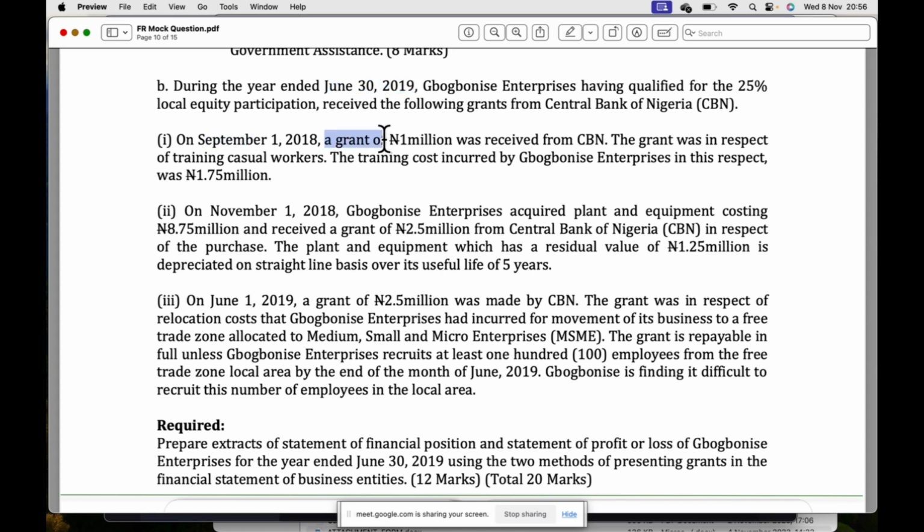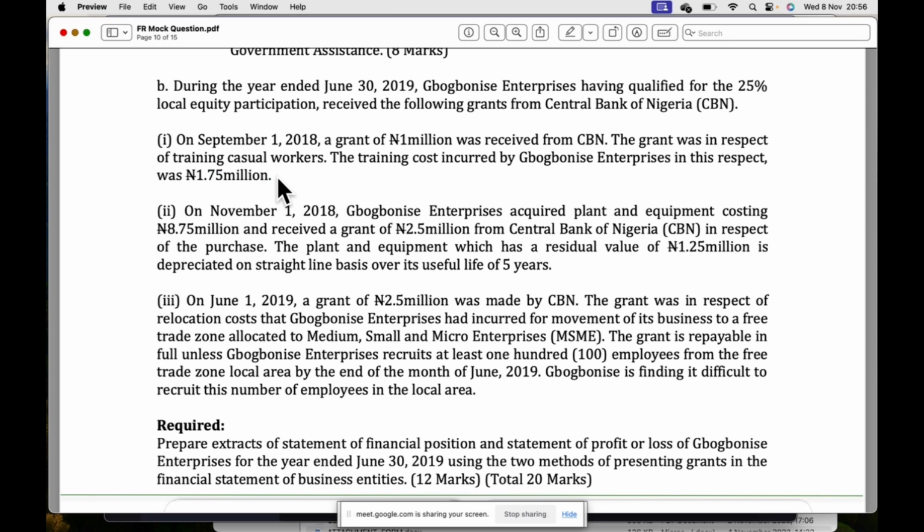So they said a grant of 1 million was received from CBN. The grant was in respect of training casual workers. The training cost incurred by Gbogbo Nise Enterprises in this respect was 1,750,000. So this is the first scenario.